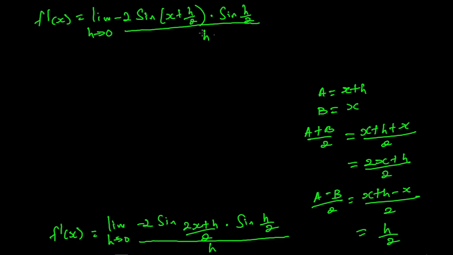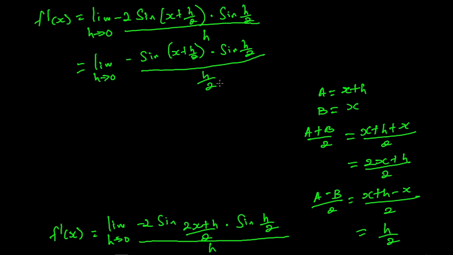Dividing both the numerator and the denominator by 2, we are going to have the limit as h tends to 0 of negative sin(x plus h over 2) multiplied by sin(h over 2), then all over h over 2.